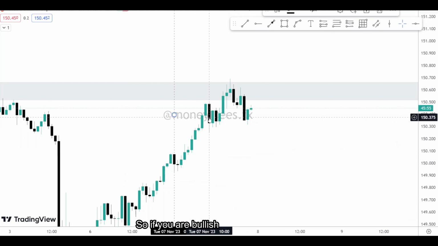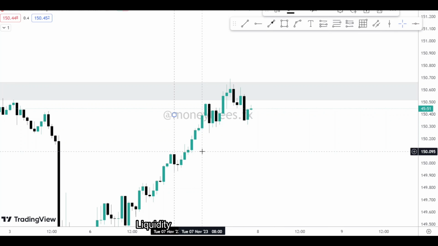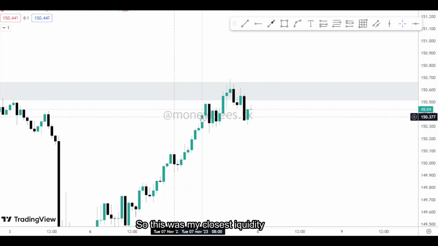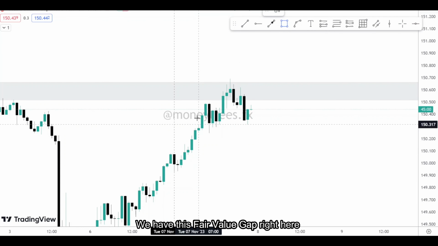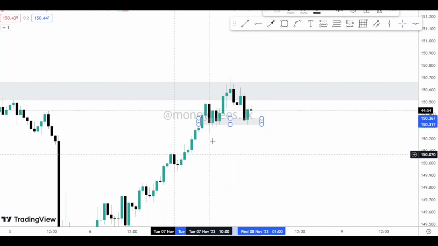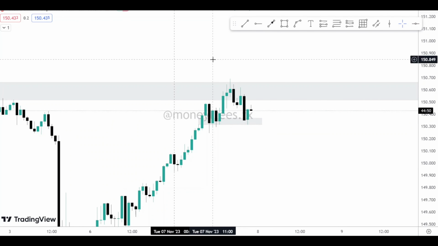So if you are bullish, you should always look for the opposing liquidity to look for buys. So this was my closest liquidity before the New York session, with this fair value gap right here on this time frame. So let's see what happened on the lower time frames.